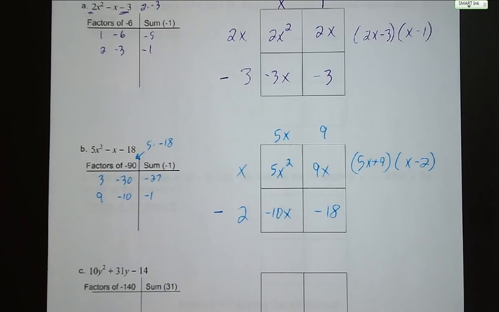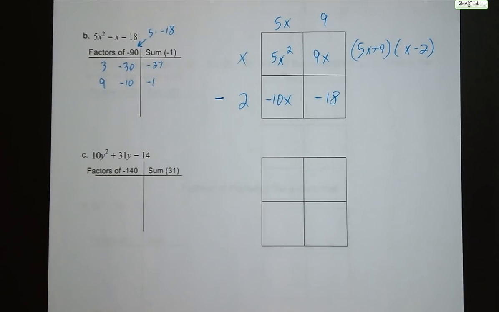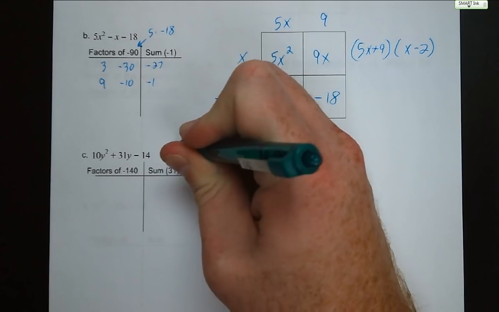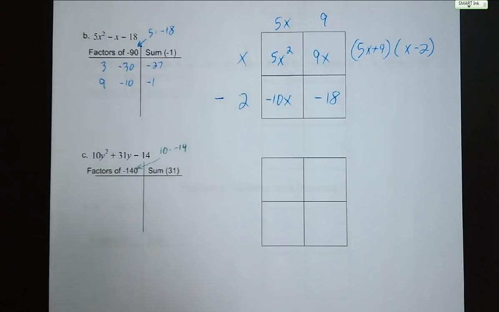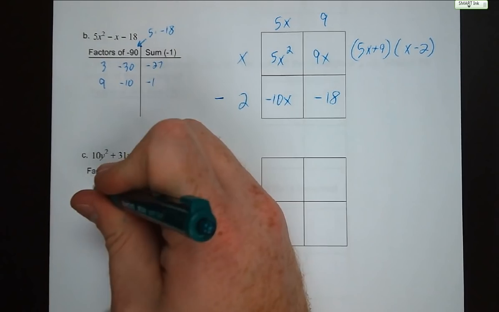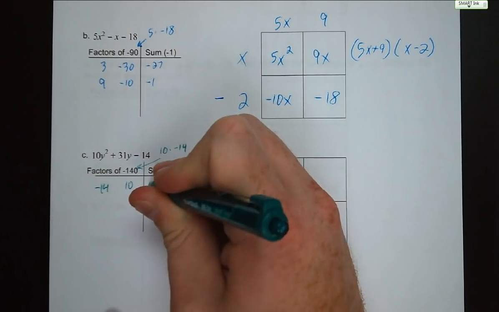Next up, letter C. Again, I want you guys to try this one out on your own, and we'll go over it. So we have 10 times negative 14. That gives us our product that we're trying to get of negative 140. And let's think of our factors. So we've got negative 14 and positive 10. That'll give us a negative 4.